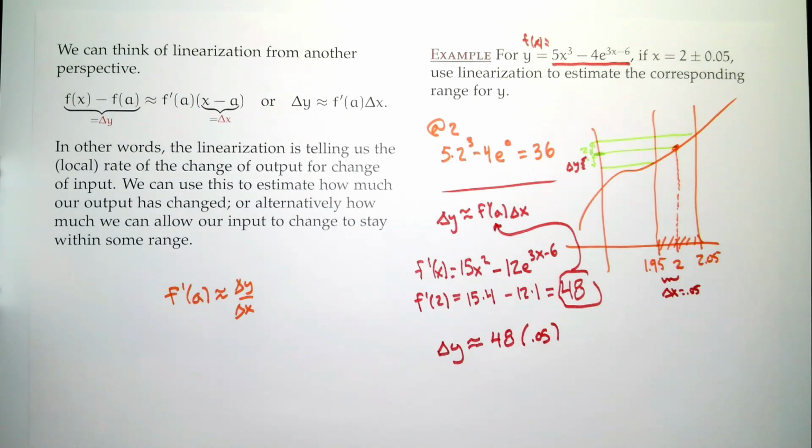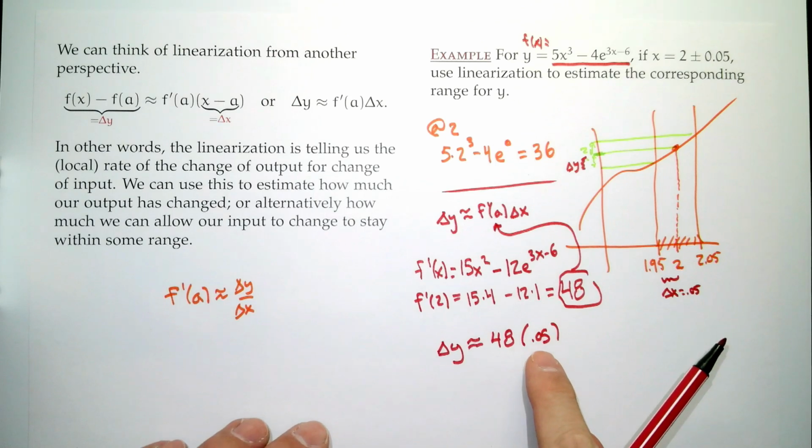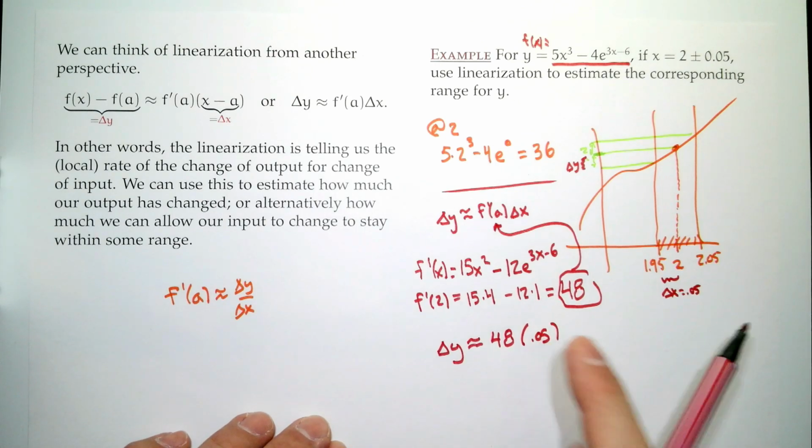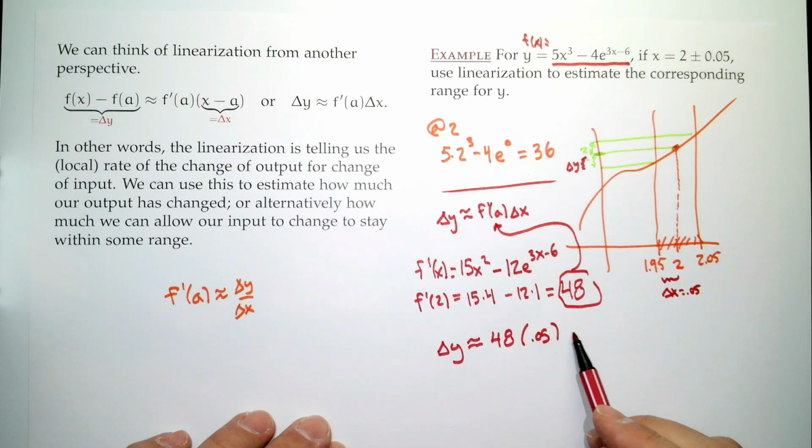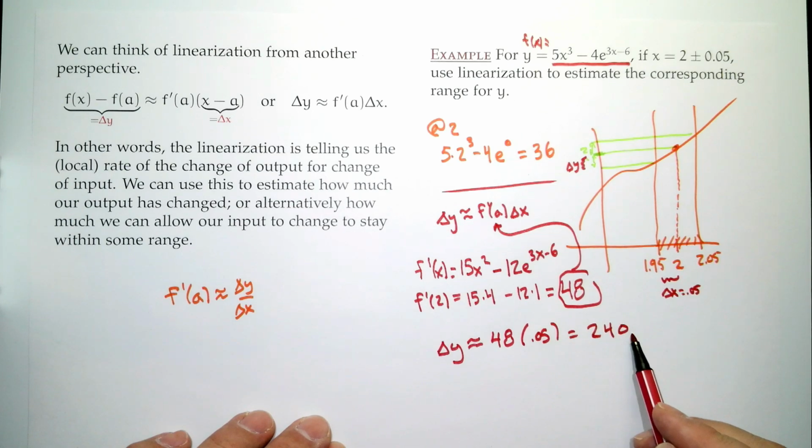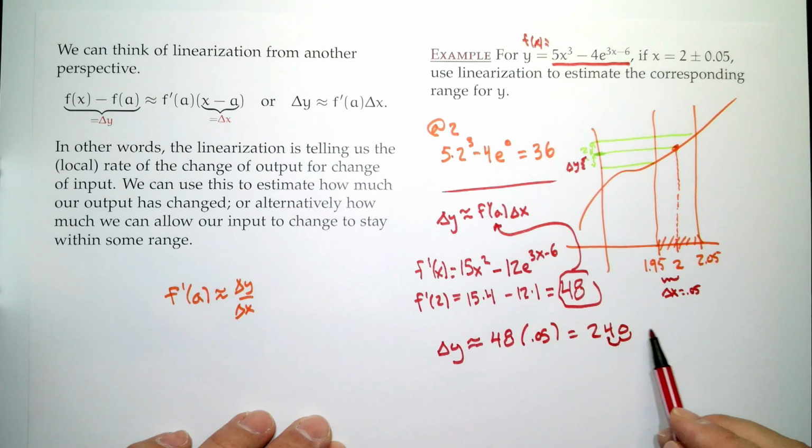Well, if it's throwing you off, don't worry about the 0.05. Just think of it as 5. How about 48 times 5? Can we do that? It's 240. If you think of 40 times 5 is 200, then 8 times 5 is another 40. So it's 240. Now we have to move the digits over 2 places. So we'd have 240, but then we move our decimal over by 2. So we get that our change in y is approximately 2.4.